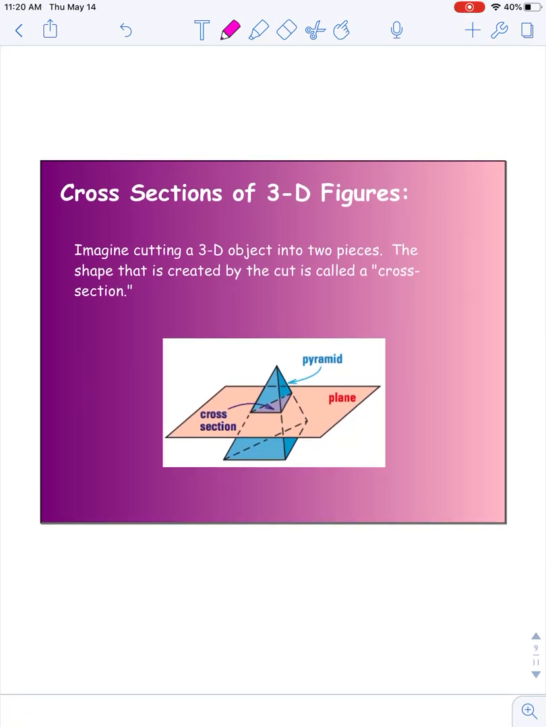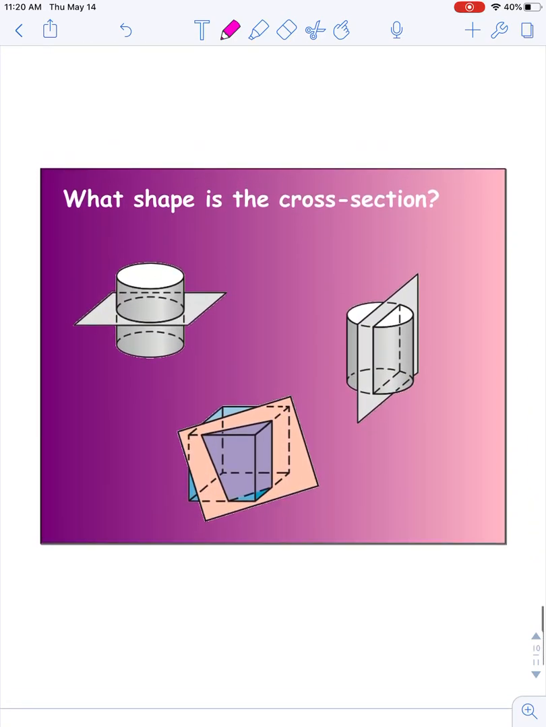Okay, so now we're going to talk about what's called a cross section. A cross section of a 3D figure is when you cut that 3D object into 2 pieces, and the shape that's created by that cut is called a cross section. Okay, so this cross section right there is a triangle. That's the shape of it. But it depends on how you cut it. We cut this parallel to the base, and it formed a triangle. But sometimes when you cut them at different angles, you get different cross sections.